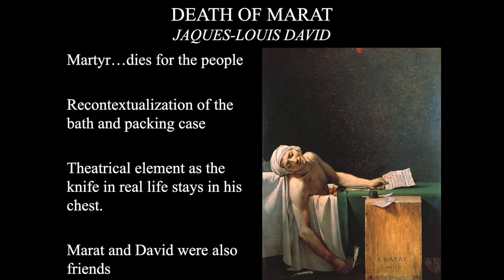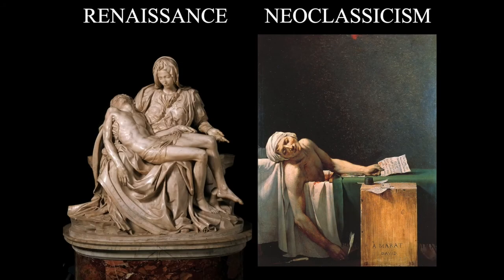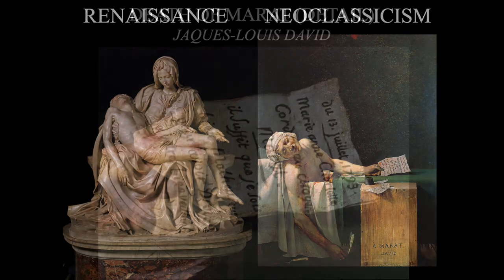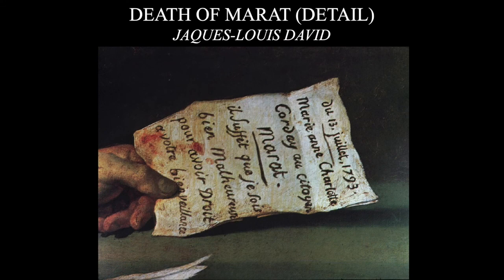And so, once again, we have this theatrical element that is present here. It's very similar to what we see during the later High Renaissance. Marat almost looks like the dead body of Christ. And here's the detail of that painting, literally stating that Corday would like to meet with Marat.